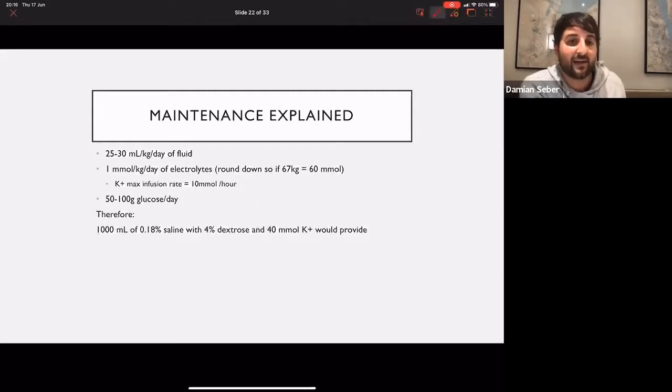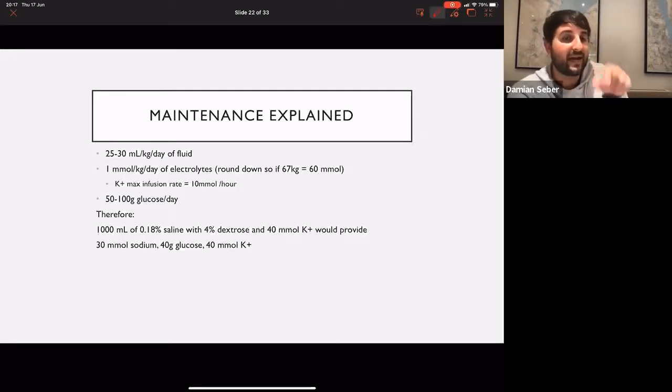So in a litre bag of 0.18% saline with 4% dextrose or glucose, depends what your trust has, and 40 millimoles of potassium added, so that would go in your drug additive section, would provide you with 30 millimoles of sodium, 40 grams of glucose, and 40 millimoles of potassium. This is all in that BNF fluid and electrolyte section. If you scroll down, it'll have that bag of fluid, 0.18 saline and 4% glucose, which is essentially the same as dextrose. And it'll tell you how many millimoles of sodium and glucose you get in that bag.